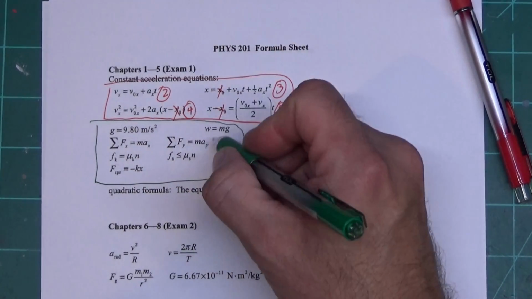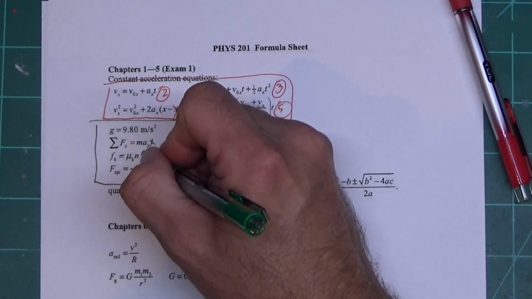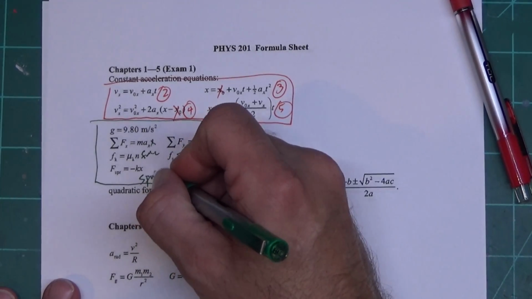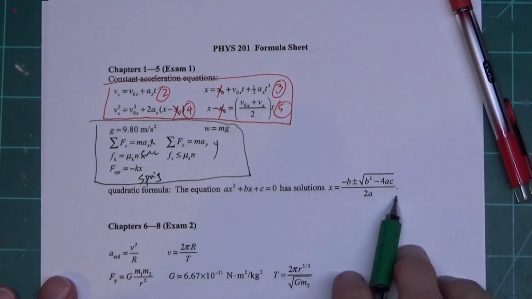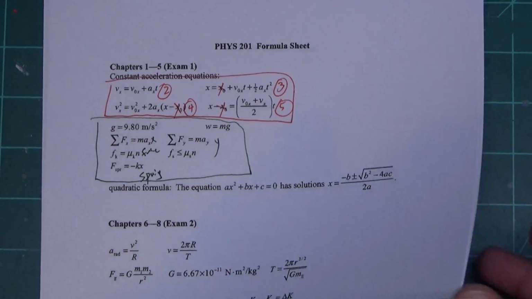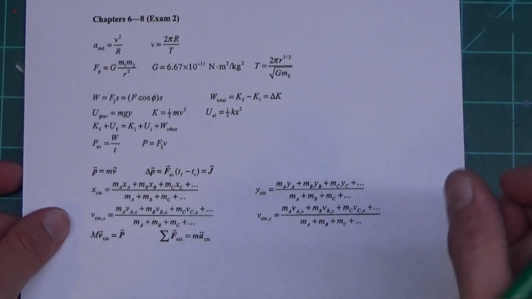Here you have your sum of the forces in the Y. Here you have your sum of the forces in the X. Here you have friction. That's what he's got all there. Here's the spring force. Now, that doesn't really show up on his test much. Of course, you all know that's a quadratic equation. So let's start talking about what's new for Exam 2.